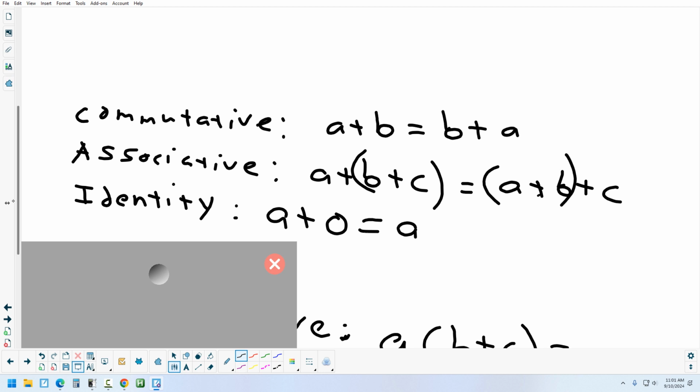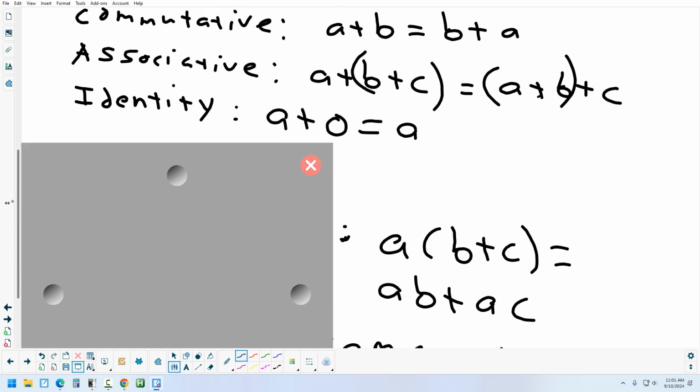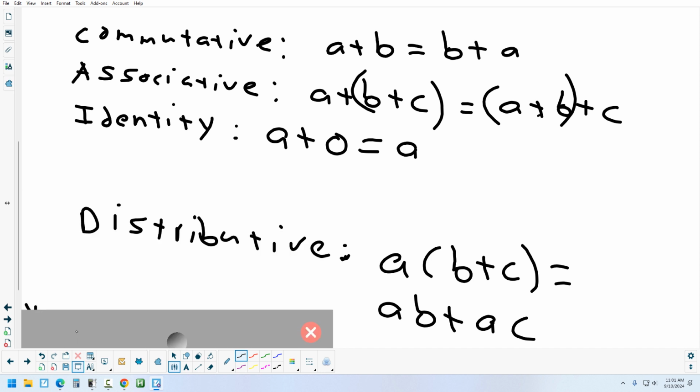And the last property is right there. We have an A and then in parentheses B plus C. And below it, I have AB plus AC. What property is that? Yep. Distributive. Yeah, that's distributive. So the distributive property can be used at any time you've got something on the outside of parentheses and then a plus or a minus inside parentheses.